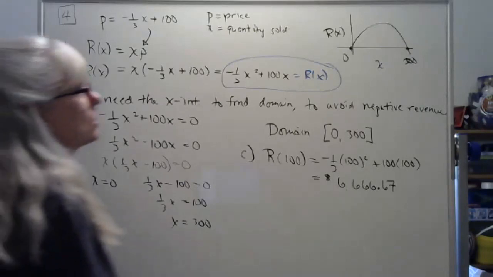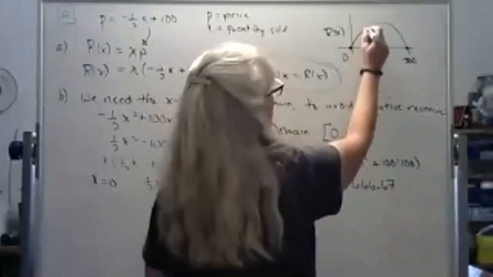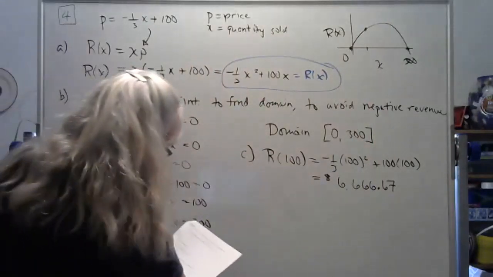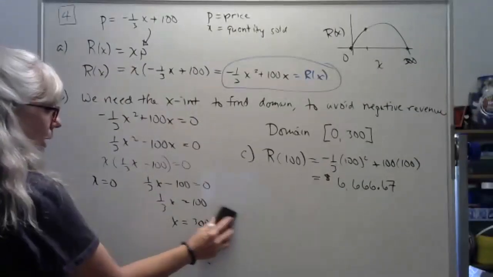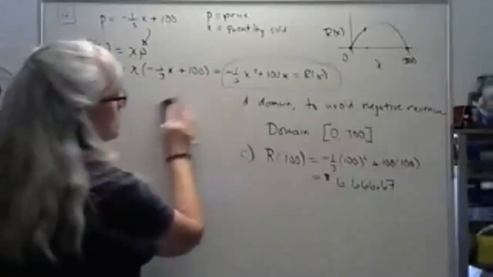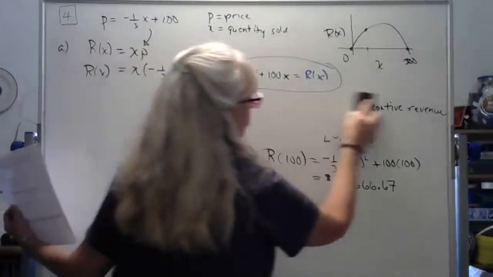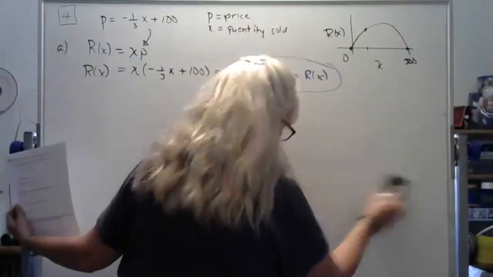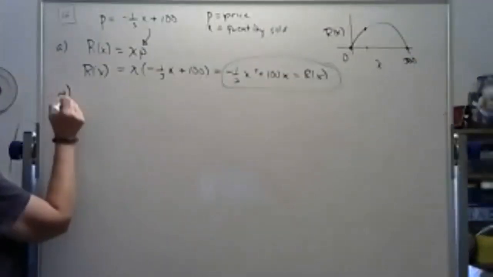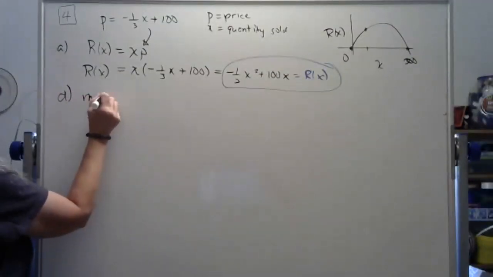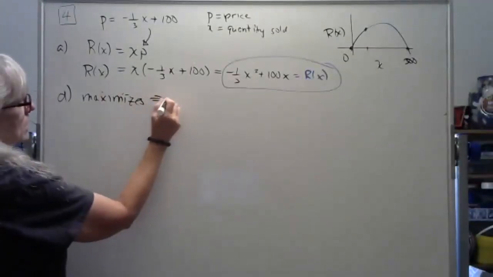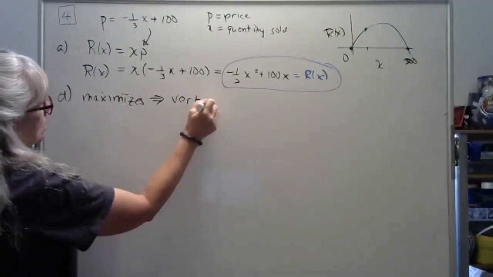So this is saying that we know this is at 300. At 100, we're up here. So pretty good. Okay, part D asks us what quantity maximizes the revenue and what is the maximum revenue. So I finally see the word maximum. So the minute I see the word maximum in our class, we know we're looking for the vertex. So because they said maximizes, that's telling me to go find the vertex.